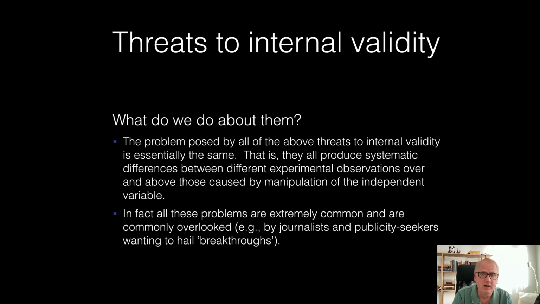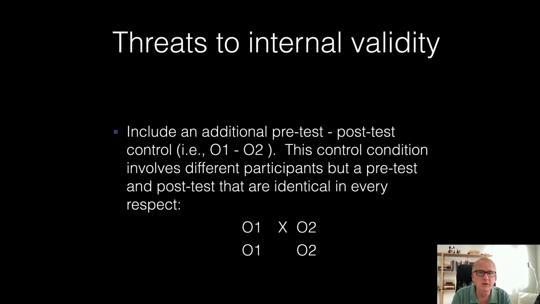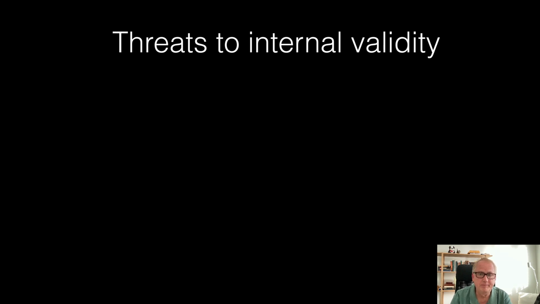There's always some place, perhaps, that there's a threat to internal validity, and we often overlook these for particularly really bad studies. So one thing you could do is you could include an additional pre-test and post-test condition, and this control condition involves different participants, but a pre-test and post-test that are identical in every way. So one simple thing to do is always make sure that at the very least, if you're going to go ahead and observe people, then go ahead and do something, then observe them again, is have a control condition where you observe people, you don't do anything to them, and you observe again. And then that way, by having these two conditions, having a control condition and experimental condition, it helps reduce a lot of the threats to internal validity.